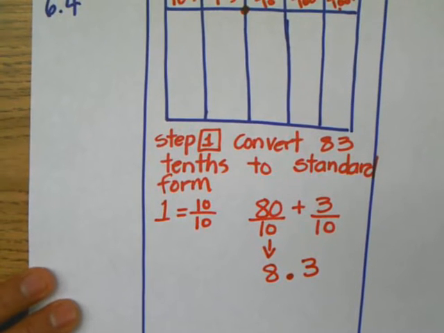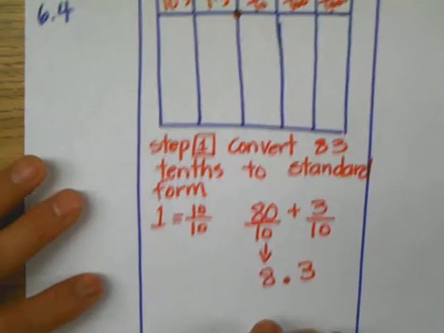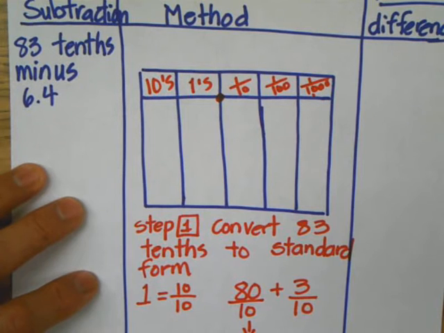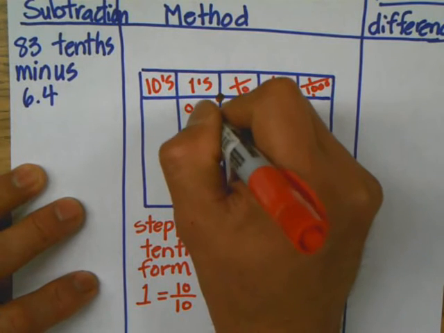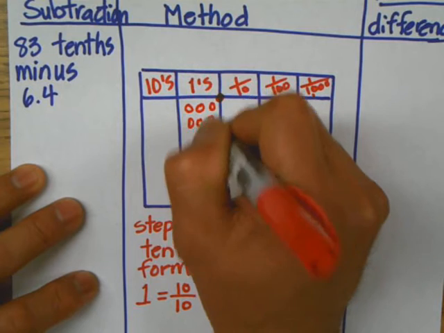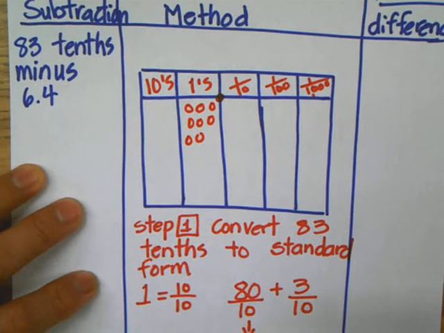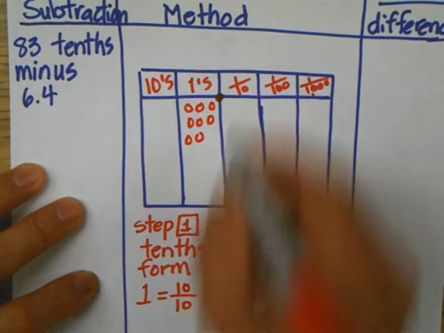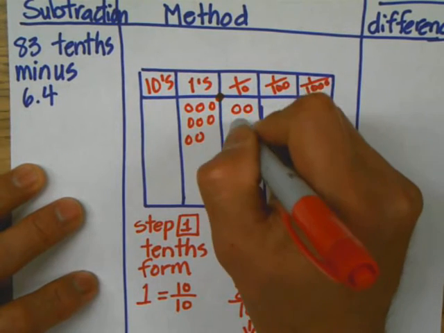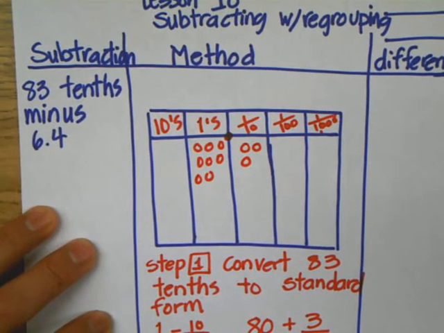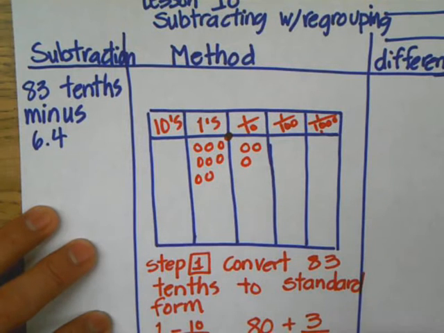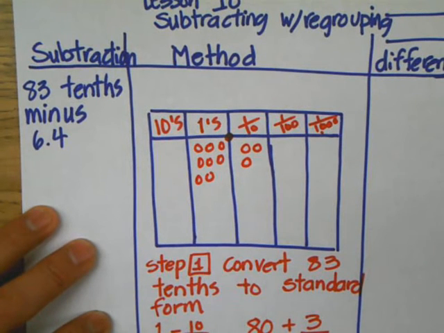So let's represent this on the place value chart. So 8 and 3 tenths. So we have ones. 1, 2, 3, 4, 5, 6, 7, 8. So every disc represents ones. How many tenths do we have? We have 3. 1, 2, 3. And our subtraction says that we have to subtract 6 and 4 tenths. Okay, so let's do just that.